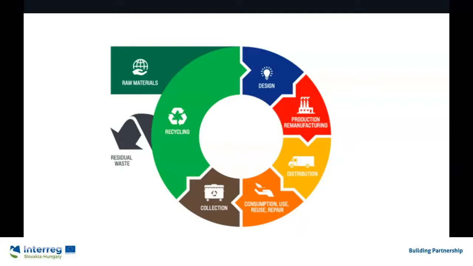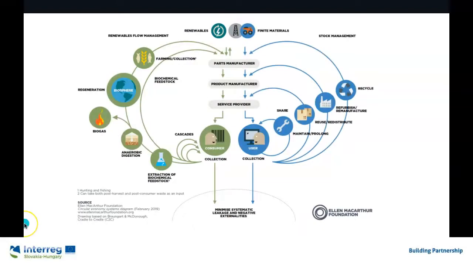These strategies might include sharing, leasing, reusing or repairing products, refurbishing them, and recycling existing materials so they can enter a new product cycle. One of the most popular visualizations of the circular economy is the so-called butterfly chart by the Ellen MacArthur Foundation. You can see it on your screens right now. The butterfly's left wing represents the so-called biological cycle, while the right wing represents the technical cycle.